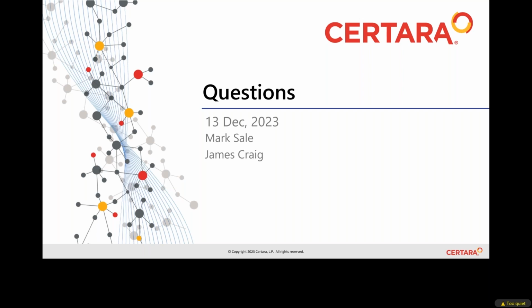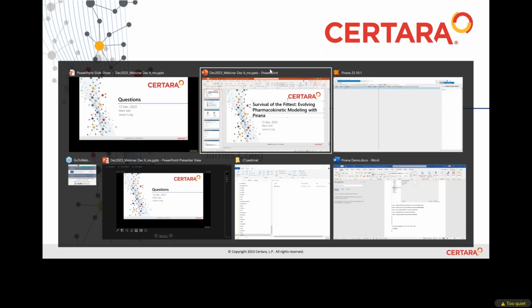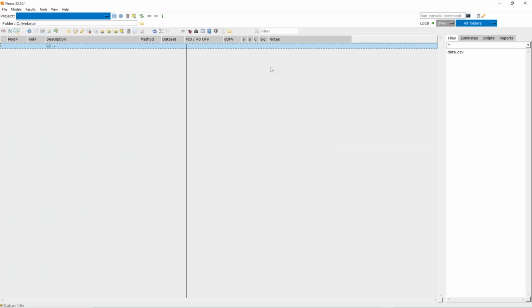Guys, we have 2 more questions. Do we want to take them now, or do we save it for later? How are we time-wise? What do you think? Let's save them for later. We save them for later, and now this is James's part, right?